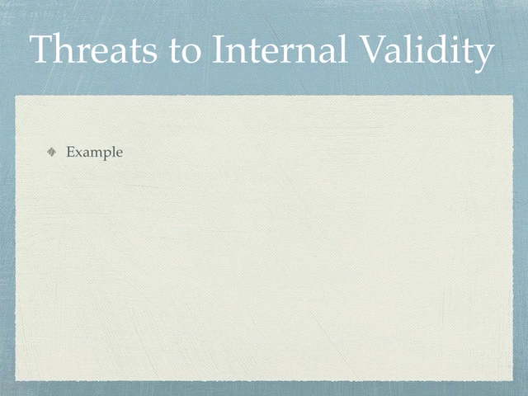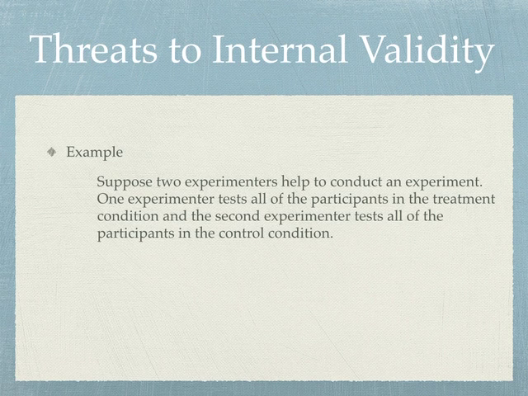So back to our example of the 2 experimenters. Suppose we have the 2 different experimenters, and again, A does all the participants in the treatment condition, and B does all the participants in the control condition. What we then have is a situation where the experiment has become confounded. That extraneous variable of experimenter has now been allowed to co-vary with the levels of our independent variable. By assigning one experimenter to the treatment condition and one experimenter to the control condition, we've allowed a third variable, in this case experimenter, to co-vary with our manipulation of the independent variable.